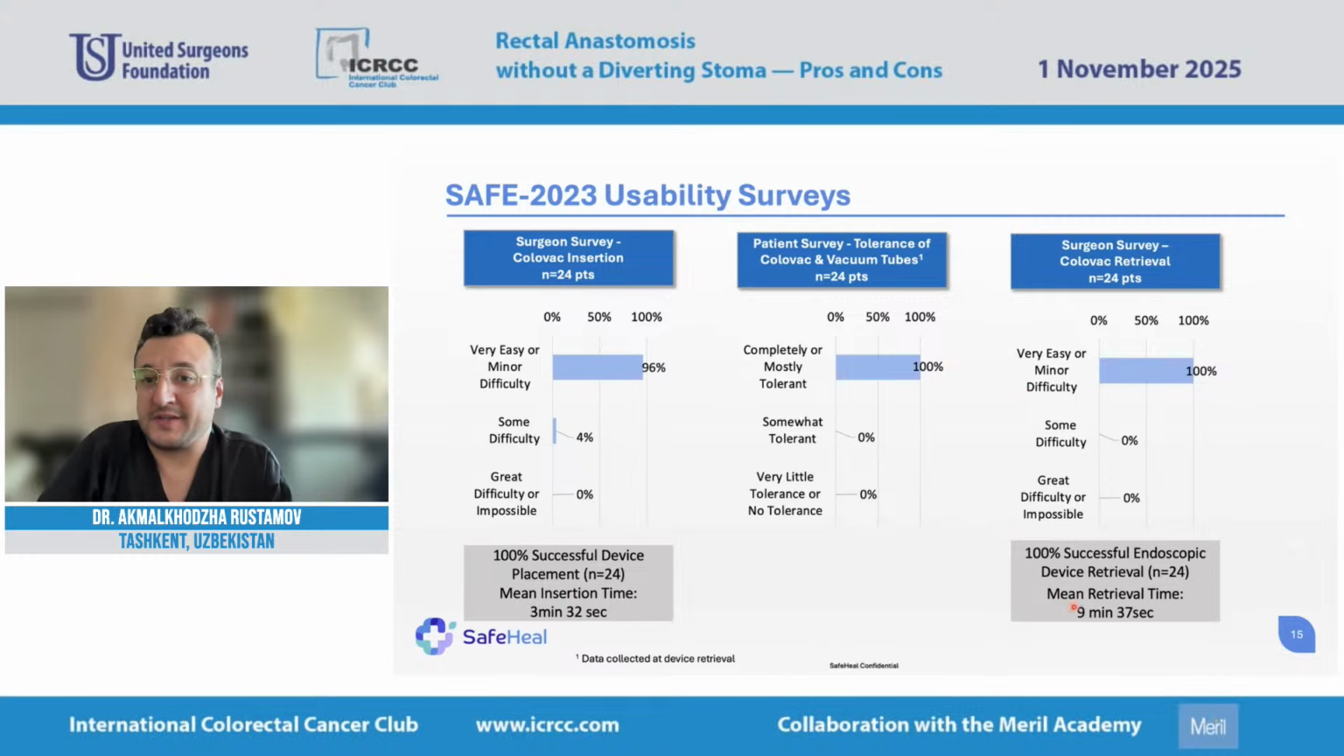These findings demonstrate not only the technical simplicity of the ColoVac system, but also its excellent patient acceptability, making it a highly user-friendly solution for real-world practice.